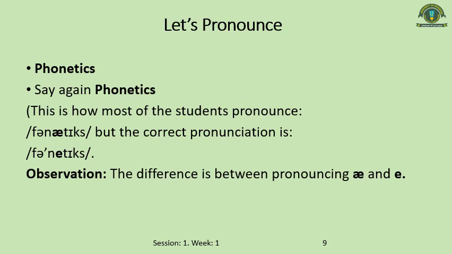Now, where is the difference in fact? The difference is in the pronunciation or in the production of two sounds. In the word phonetics, we are using a sound. At the bottom of your slide, you can see the symbol. We'll be talking about these symbols in detail in the coming days. And the second is another sound. So that is the big difference in phonetics and phonetics.